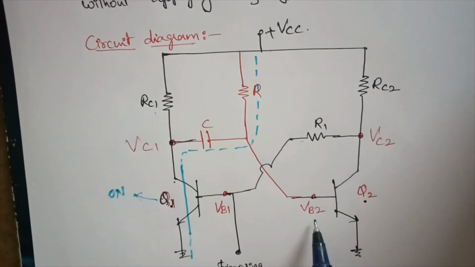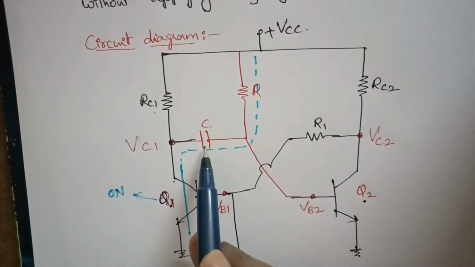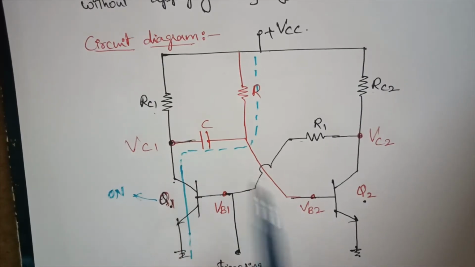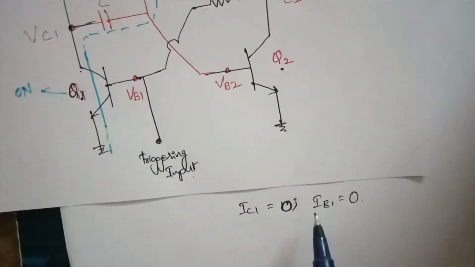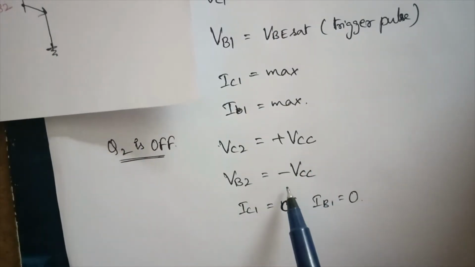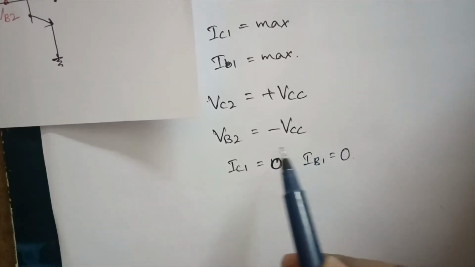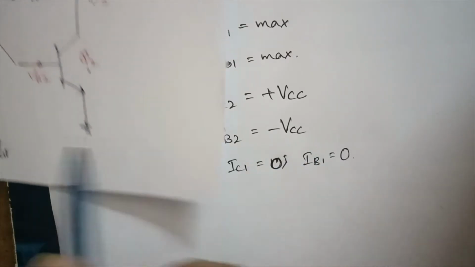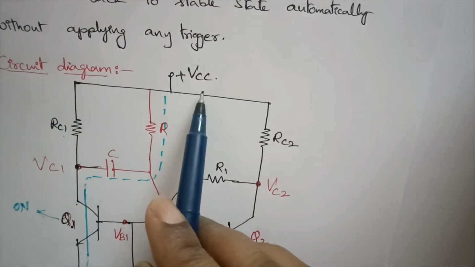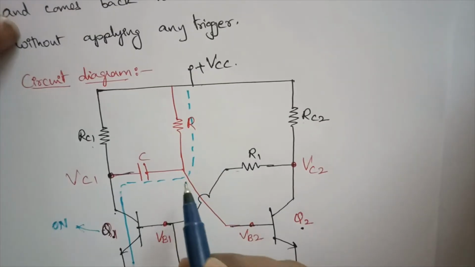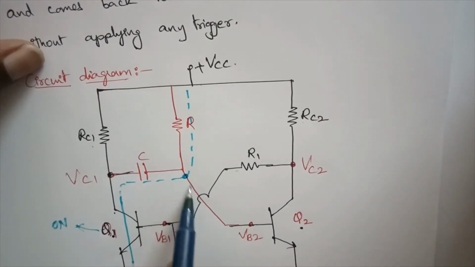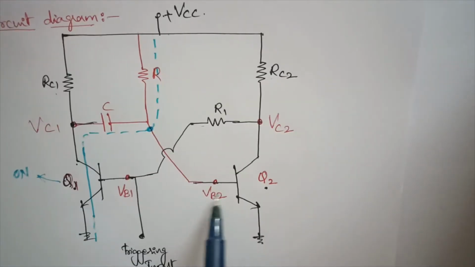At that time, the VB2 value also increases through this capacitor. So initially what is the VB2 value? Initially the VB2 value is minus VCC. Now the capacitor starts charging towards plus VCC. So at one point, this voltage is applied to VB2.